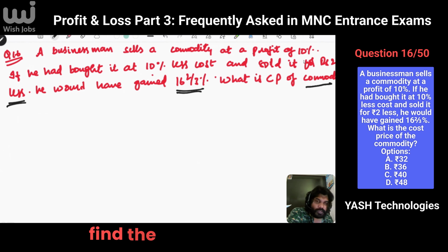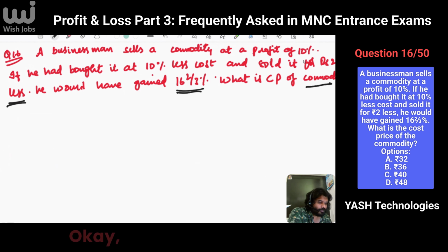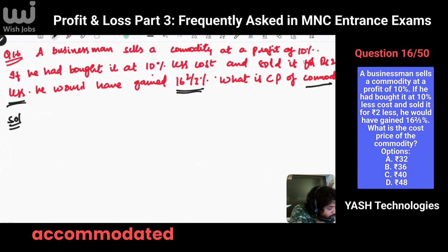So here we need to find the cost price of the commodity. Whenever we are doing profit and loss or percentages, we use one single formula and solve every problem, because whenever we are writing any exam, we will forget the shortcut keys. So that is why I'm teaching you only the single way to solve every problem. Okay, let's get started. A businessman sells a commodity at a profit of 10%.